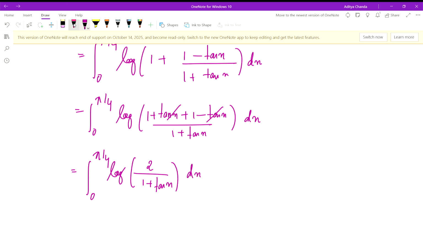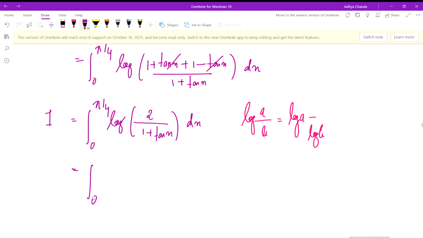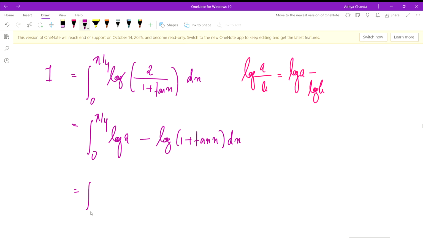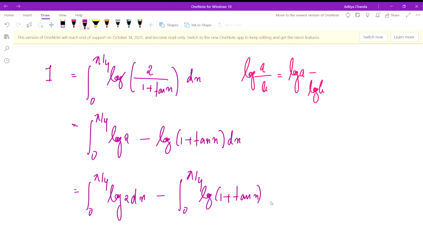This question is a good one because we are also revising logarithm with this, because you know that log of a upon b gives you log a minus log b. If you apply that concept over here, you will have 0 to pi by 4 log of 2 minus log of 1 plus tan x and dx. Separating this gives you 0 to pi by 4 log 2 dx minus 0 to pi by 4 log of 1 plus tan x dx.